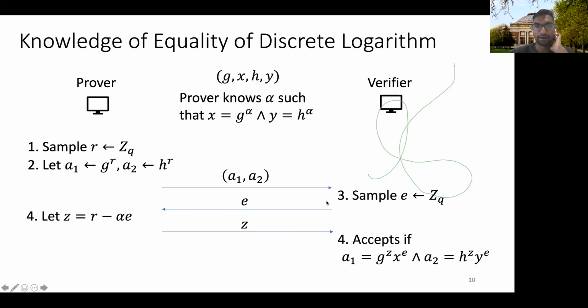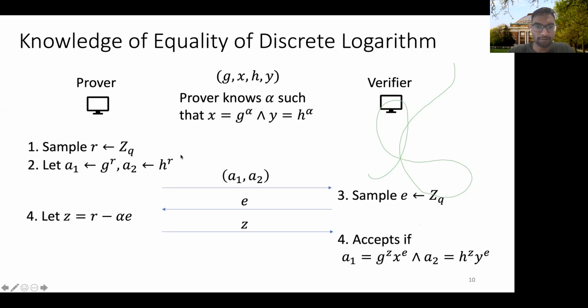It might not be immediately clear why this is correct, but if you work out the math, the correctness will follow. The completeness, which is if the prover is honest, then the prover will be able to convince an honest verifier. It additionally ensures that the protocol is zero knowledge: the verifier doesn't learn anything about alpha other than whatever is revealed by the public string. And it also ensures knowledge soundness, which says that if a prover can convince you, then the prover must know the alpha.